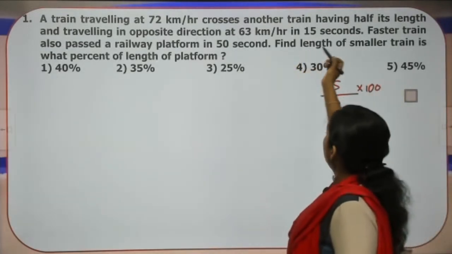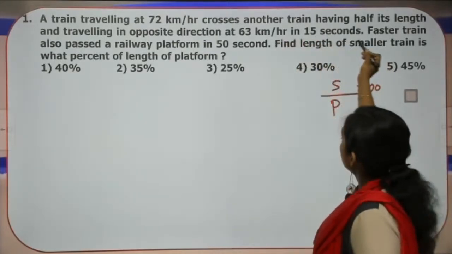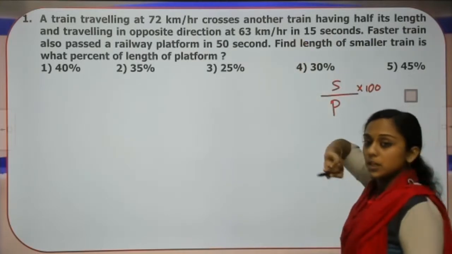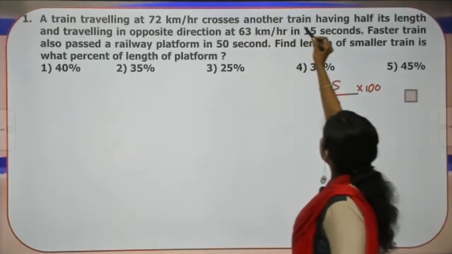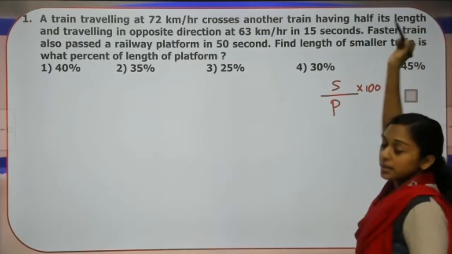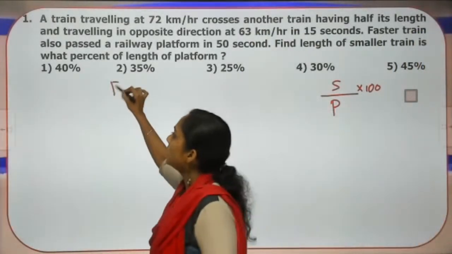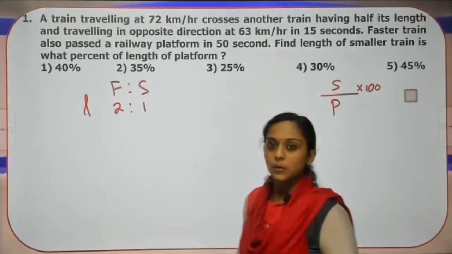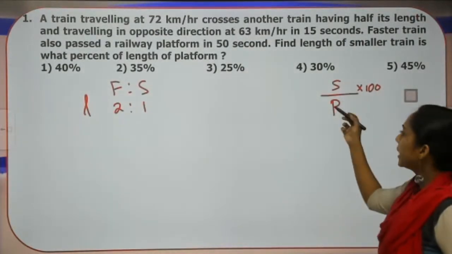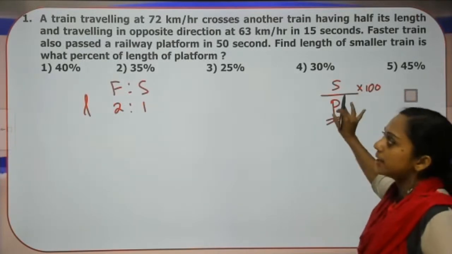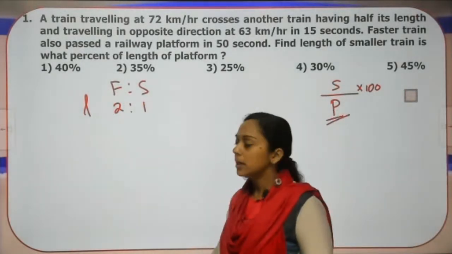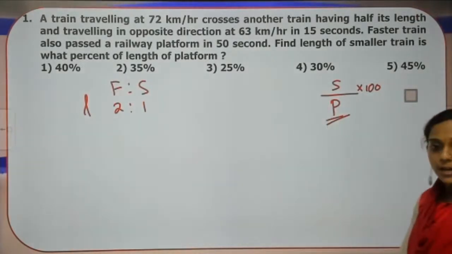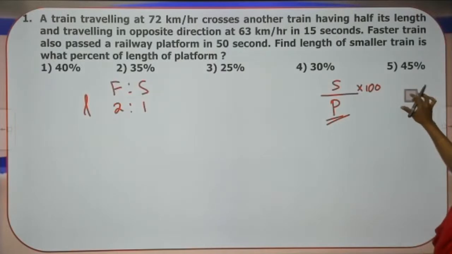And it is given that the slower train's length is half the length of the faster train. Okay, see, crosses another train having half its length. So the faster to slower train length is given as 2:1. Here we cannot write the length of platform in terms of this ratio. That data is not there. If we were able to do that, then directly from the ratio you can find out the answer. So here you have to find out these values.